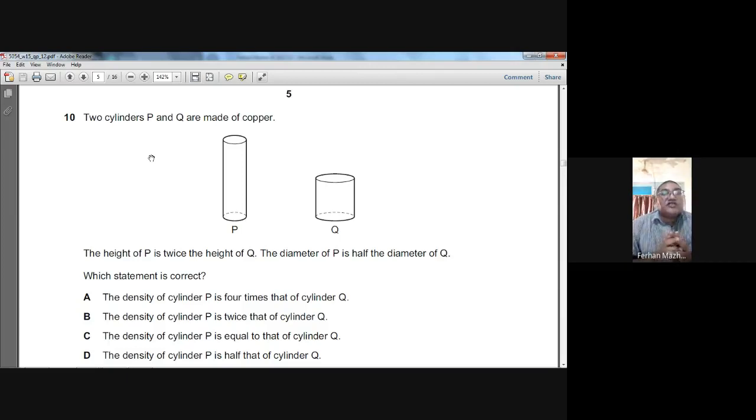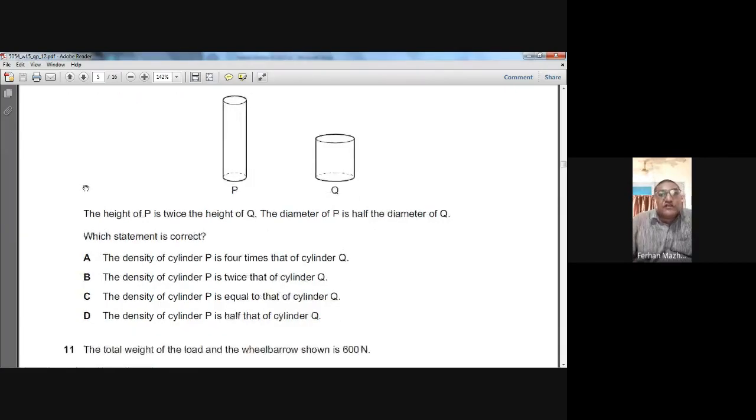Which statement is correct? I told you earlier in another video that because both of them are made of the same copper material, they will have the same density. It does not matter what their dimensions are, because they both are made of the same copper. That's why they both will have the same density. The density of cylinder P is equal to that of cylinder Q. So that's the correct option.